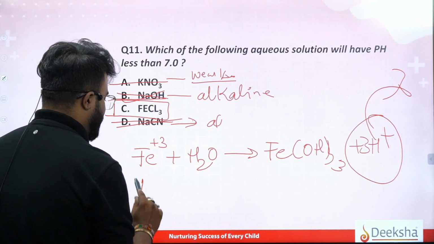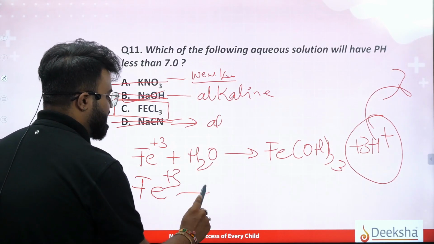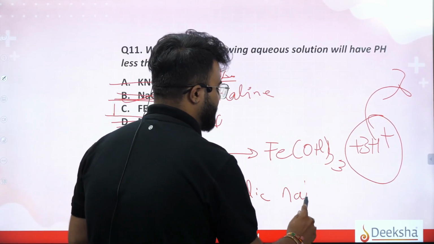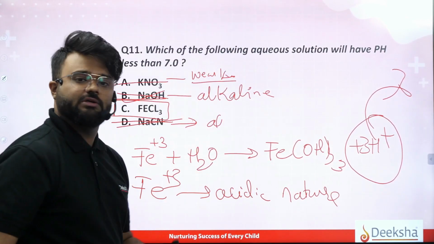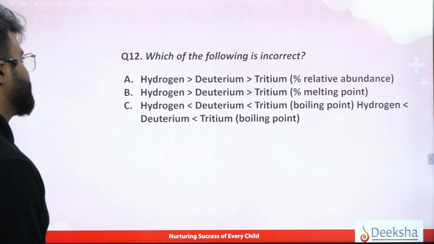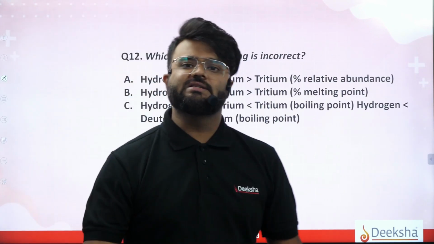So here Fe3+ will be in the acidic nature. Clear? So coming back to question number 12, which of the following is incorrect?